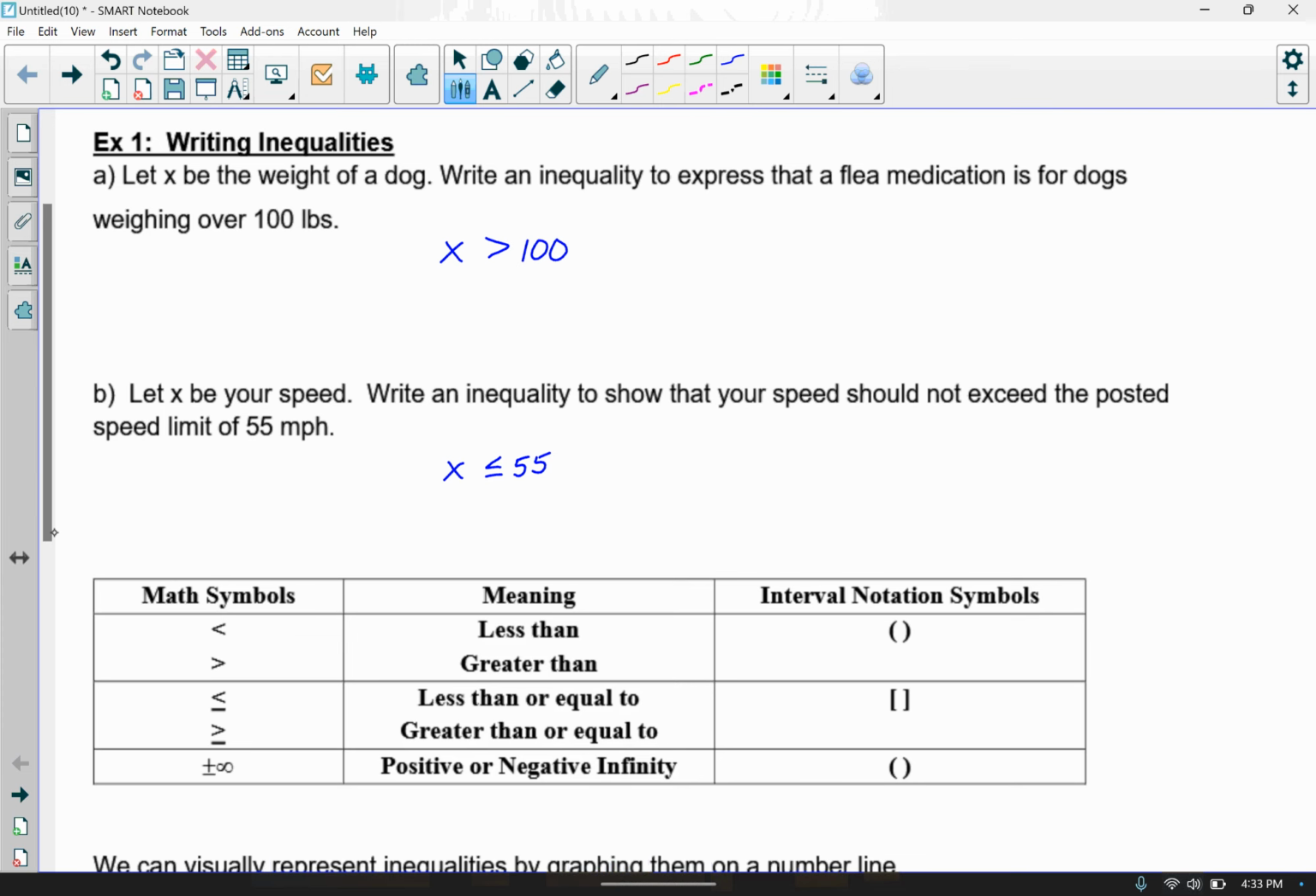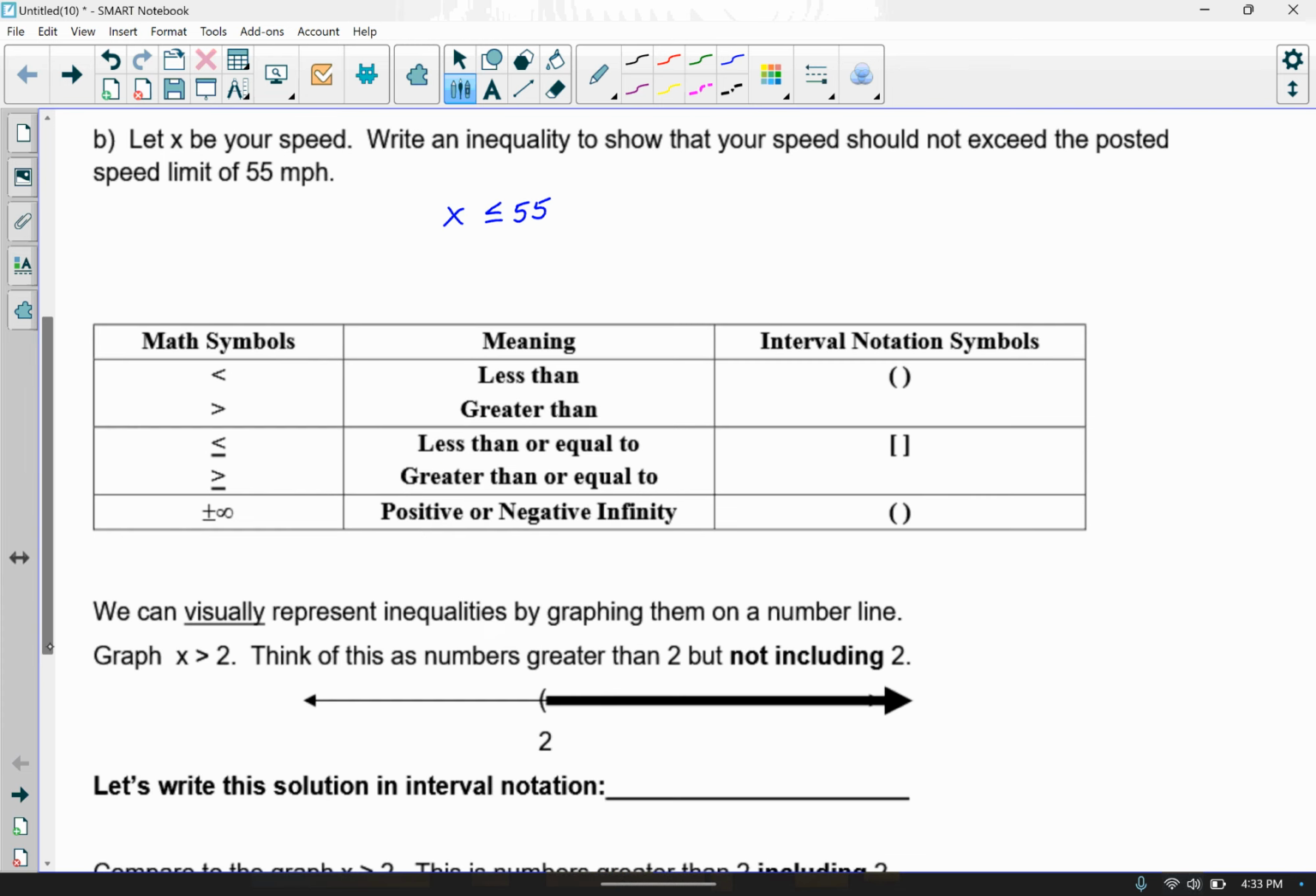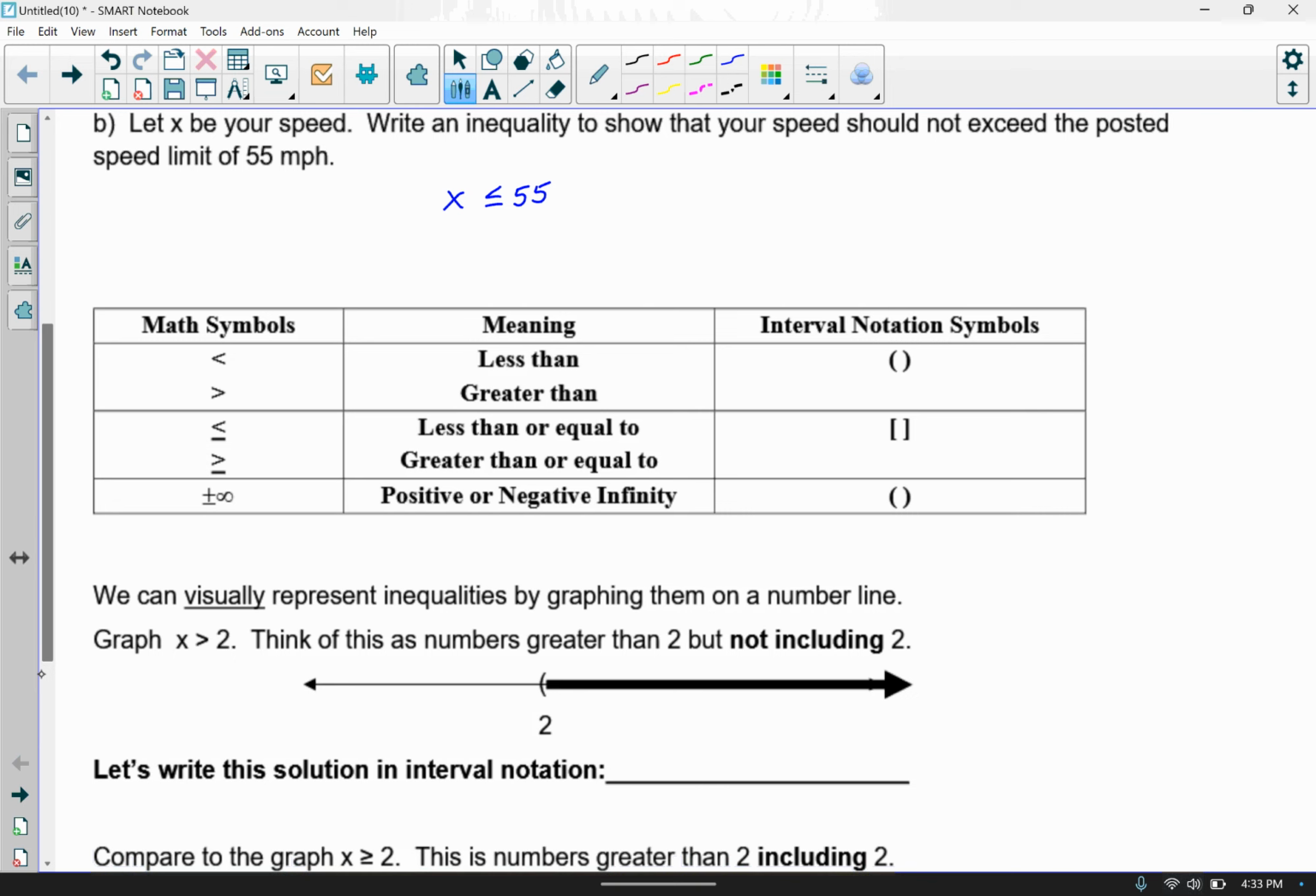All right, so now let's introduce this idea of interval notation, because that's ultimately how we're going to write our solutions for inequalities. So less than and greater than will always get soft parentheses when it comes to interval notation. Less than or equal to and greater than or equal to are going to get hard brackets. And infinity is always going to get the soft parentheses as well, because you can't cut off infinity. Think about Buzz Lightyear, infinity and beyond. It just keeps on going, so you can never cut it off, so it gets a soft parenthesis.